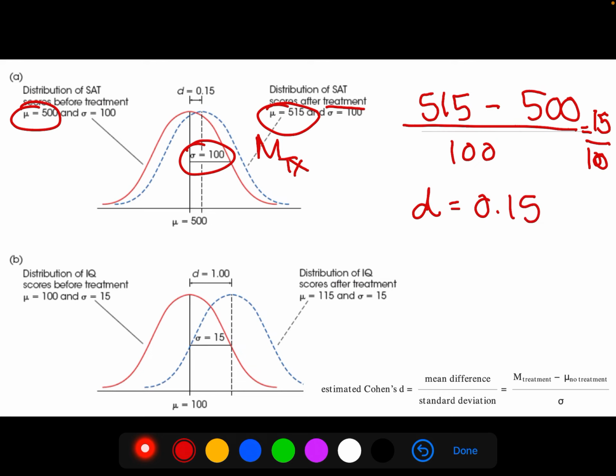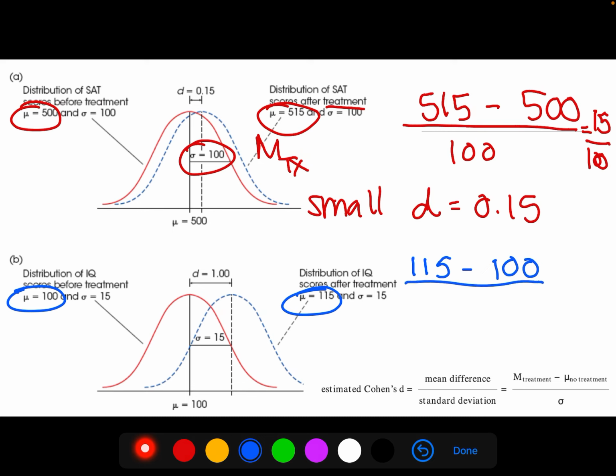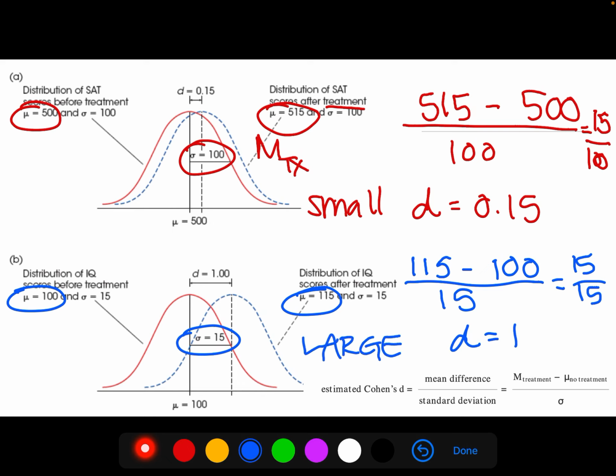Remember, by our convention, that would be a small effect size. It's less than 0.2, so we can pretty confidently say there's not much going on here. Now, for our second example, we still are going to end up with a difference of 15 on our numerator. But because we have a much smaller standard deviation here, we're going to end up with a Cohen's D of 1, which would be a very large effect, right?